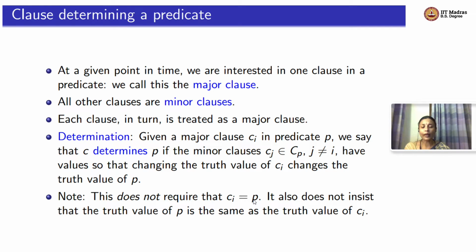This does not require that the major clause that we focus on is the same as P. It doesn't say that. Neither does it say that if the major clause is true, then the predicate will also become true, and if the major clause is false, the predicate will also become false. It doesn't say any of these things. It just says that the minor clauses take true or false values such that if the major clause changes from true to false, the truth or falsity of the predicate P will also flip or change. It could be the same as the major clause, or it could flip the truth or falsity of the major clause. We'll see a few more examples.